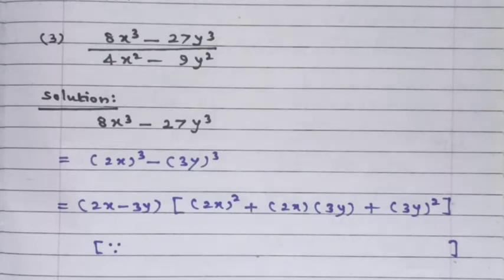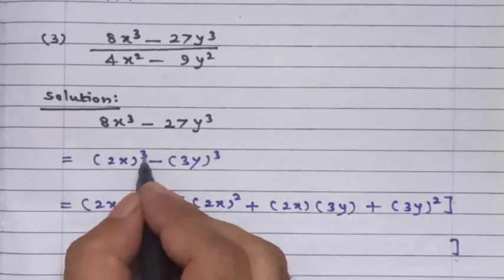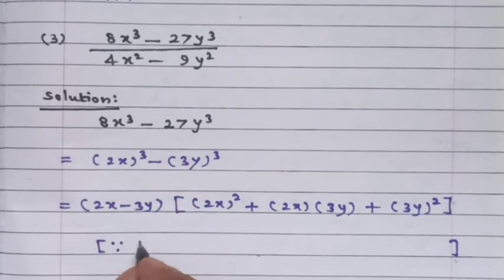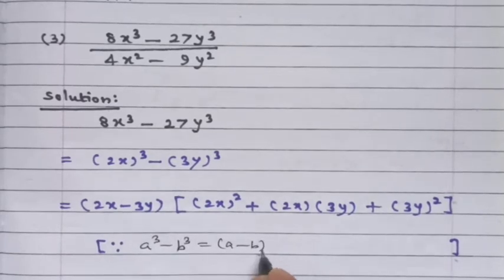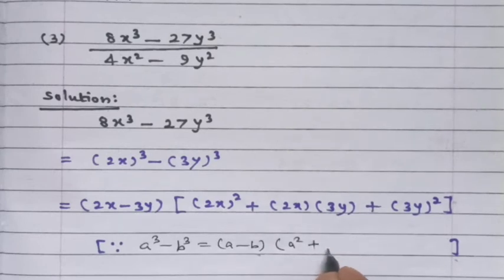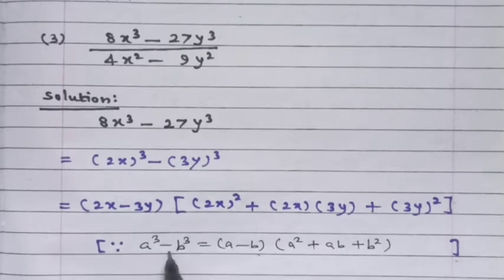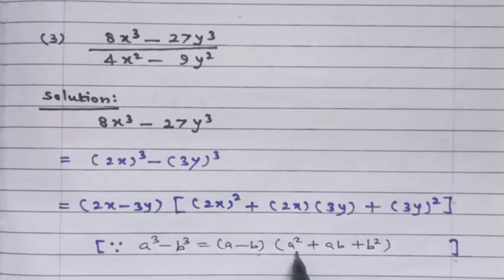Again, it's better to simplify or factorize the given algebraic expressions separately. So 8x cube minus 27y cube can be written as (2x) cube minus (3y) cube. So it is of the form a cube minus b cube. So you can use the formula a cube minus b cube, which is equal to a minus b into a square plus ab plus b square. That is, first term cube minus second term cube is equal to first term minus second term, in bracket first term square plus first term into second term plus second term square.